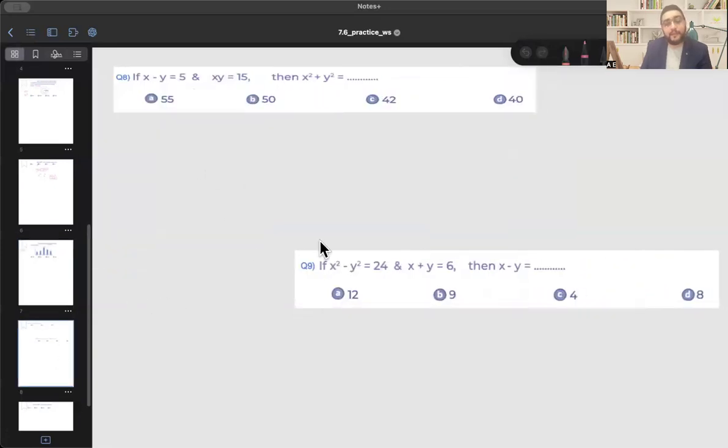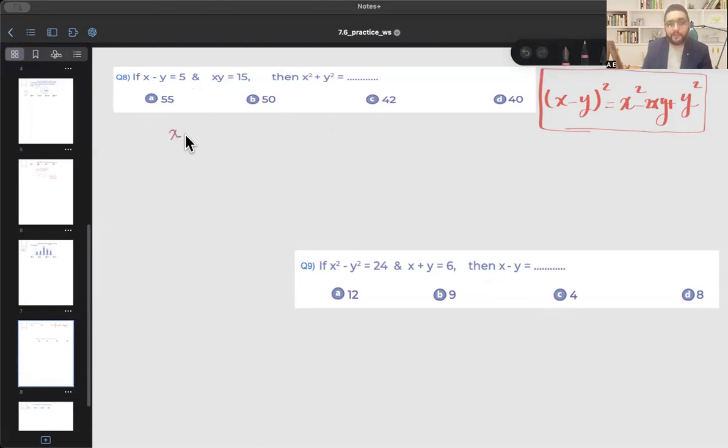Let's move to question 8 and 9. Very important questions. If x minus y equals 5 and xy equals 15, then x squared plus y squared equals what? Before we start to answer this question, we have a rule that we will use, which is called the perfect square. If we have x minus y all squared, this equals what? First squared, second squared, and the middle is 2 times first times second, negative 2xy. We will use this rule to answer this question.